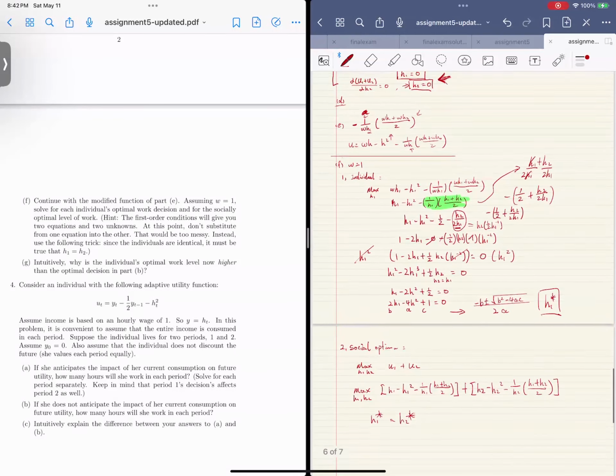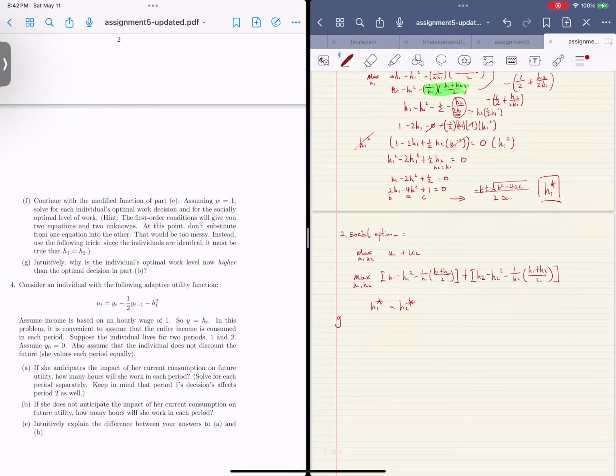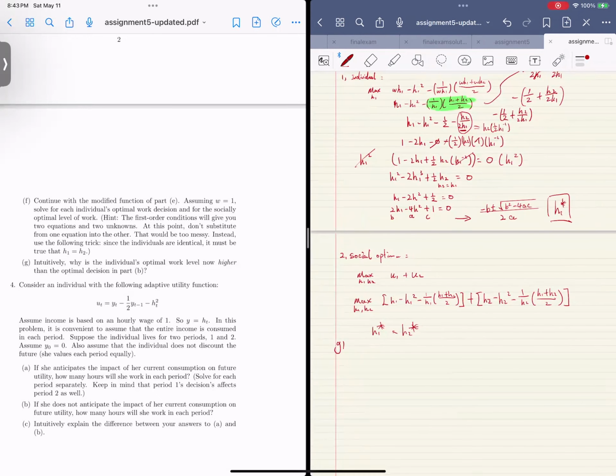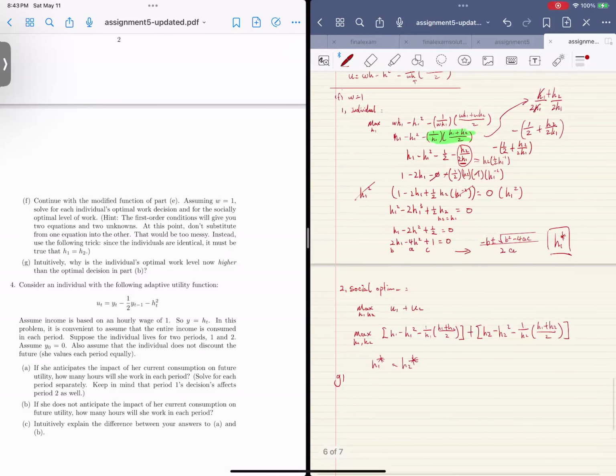Any question on F? Okay. For G, intuitively, so still explain why the individual's optimum work is now higher than the optimum work decision in part B. Yep, all the intuition should be in the reading and in the class on Monday. So yeah, just explain.